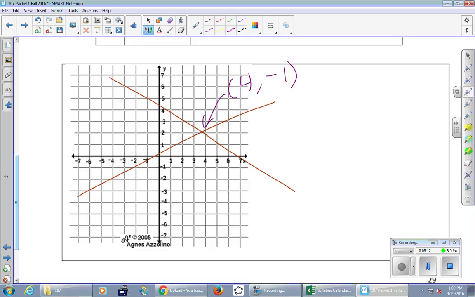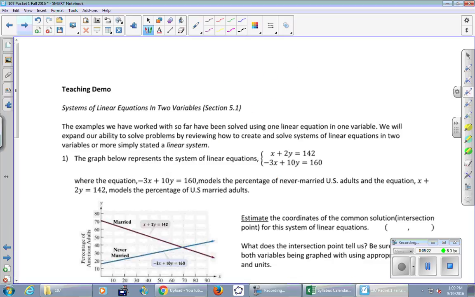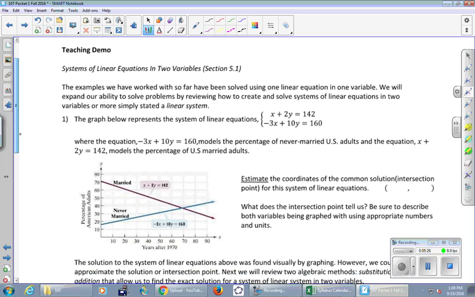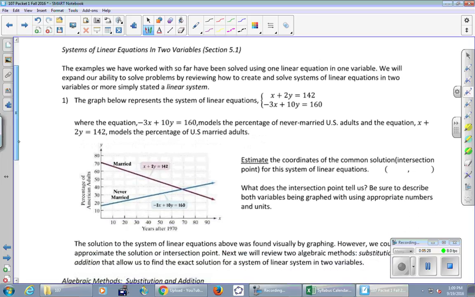Okay, so there's the graphical way to solve a system of two equations in two letters, two unknowns. But then we've got algebraic ways, which are in a very real sense better, but the graphical way is a nice thing to keep in the back of your mind. Okay, so here we go on the teaching demo.